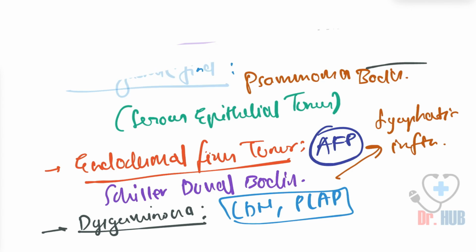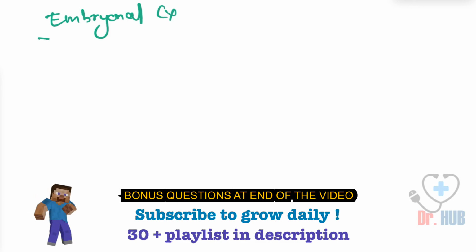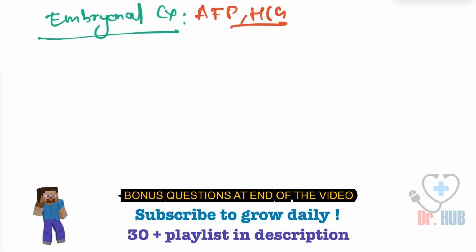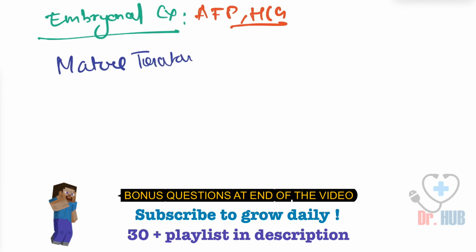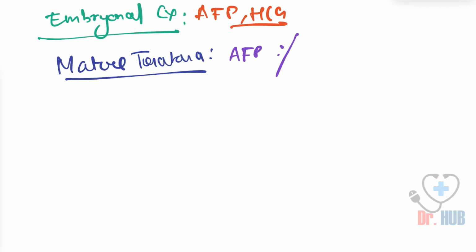Next, we will move on to the embryonal carcinoma. What is this embryonal carcinoma? The tumor markers here are the AFP and the HCG. Then we move on to the mature teratoma. The mature teratoma deals with the AFP, and the pathognomonic finding is the Rokitansky protuberance.